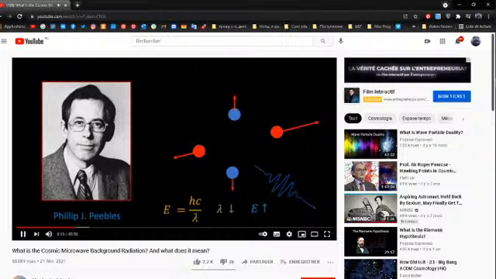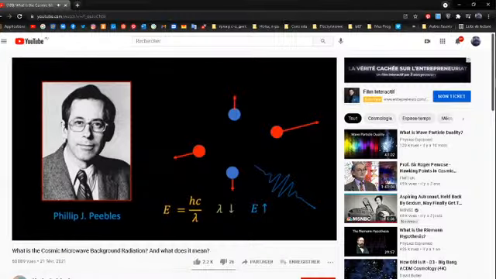Formed. Furthermore, Peebles was also able to show that the subsequent expansion of the universe would have caused the wavelength of the radiation to increase, and therefore cause the equivalent temperature to reduce significantly.